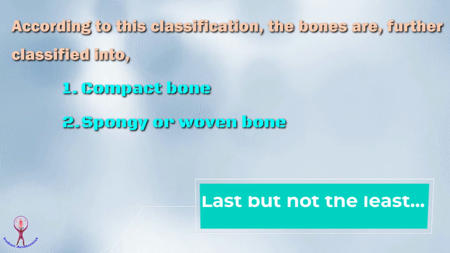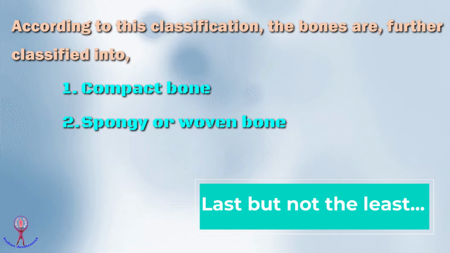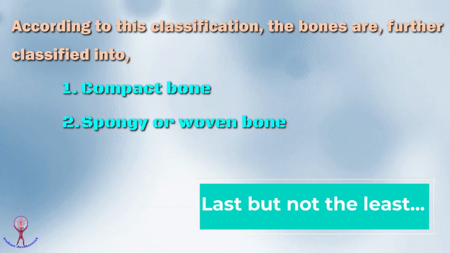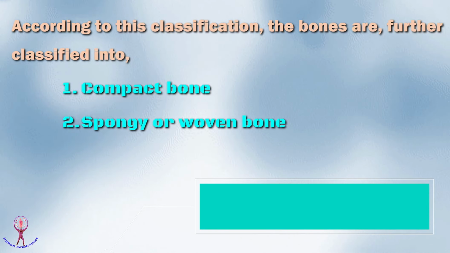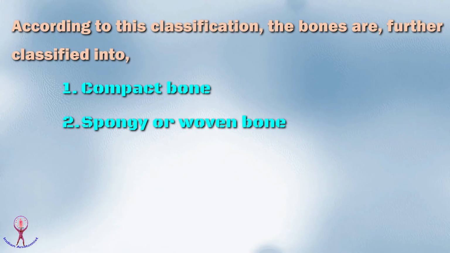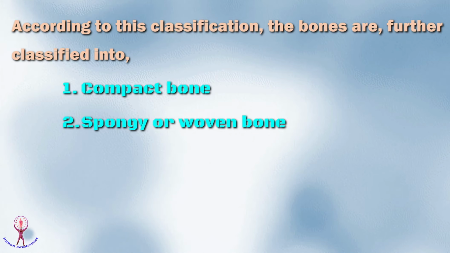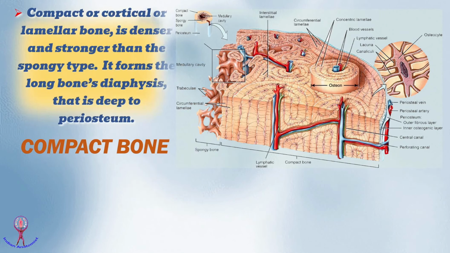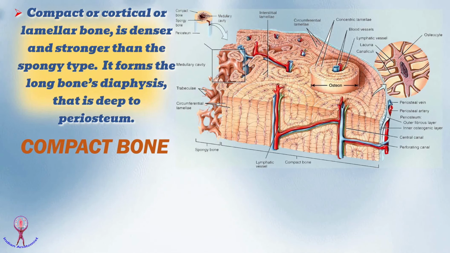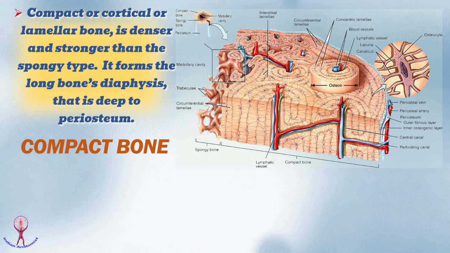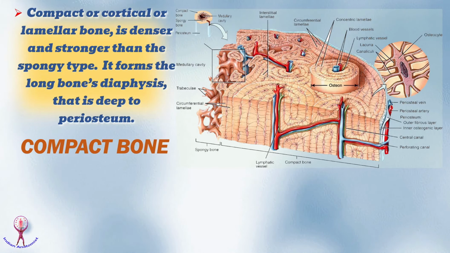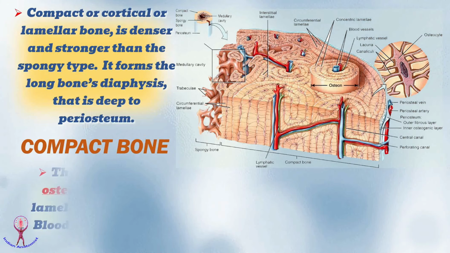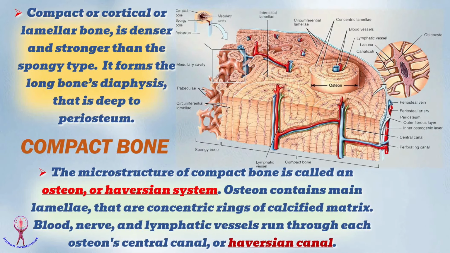Now coming to the last classification, in this the bones are classified according to their structure. They are classified further into 1. Compact bone, and 2. Spongy or woven bone. Let's find out more about compact and spongy bone. Compact, or cortical, or lamellar bone, is denser and stronger than the spongy type. It forms the long bone's diaphysis, that is deep to the periosteum. The microstructure of compact bone is called an osteon, or Haversian system.